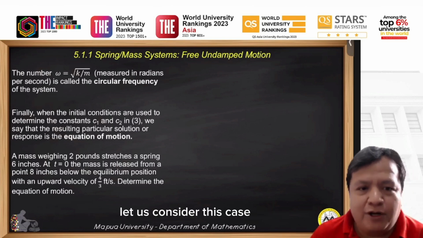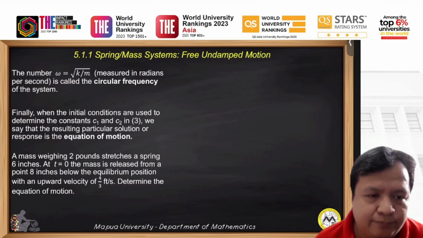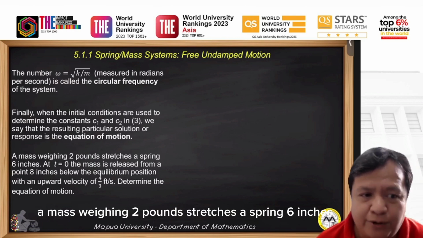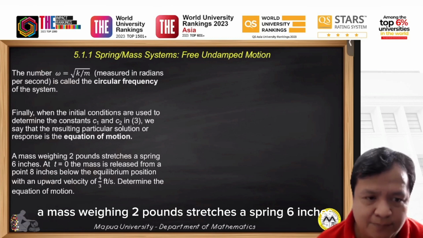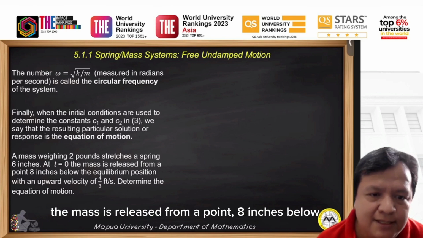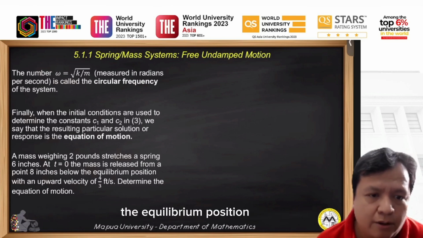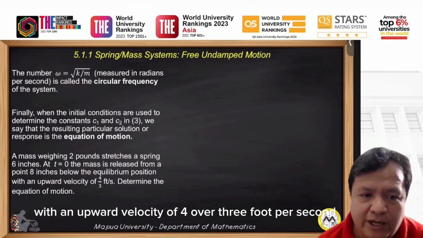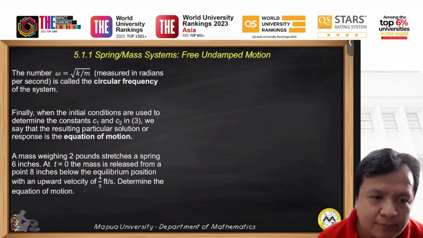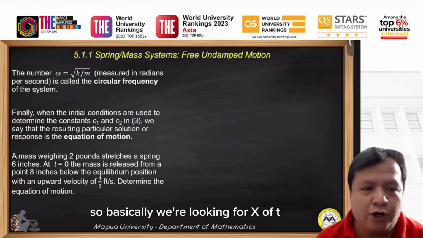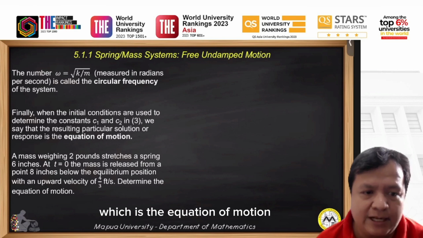For example, let us consider this case. A mass weighing 2 pounds stretches a spring 6 inches. At t equal to 0, the mass is released from a point 8 inches below the equilibrium position with an upward velocity of 4 over 3 foot per second. Determine the equation of motion. So basically, we're looking for x of t, which is the equation of motion.